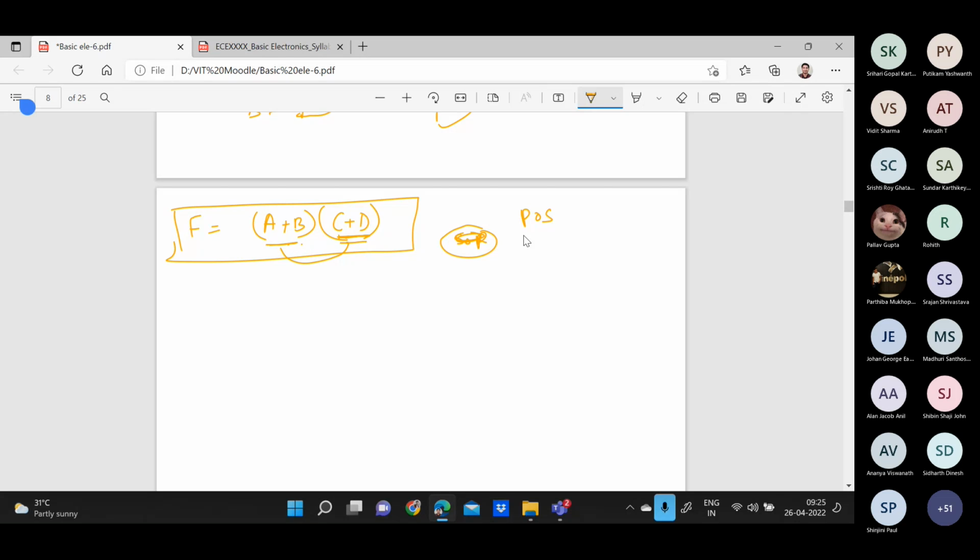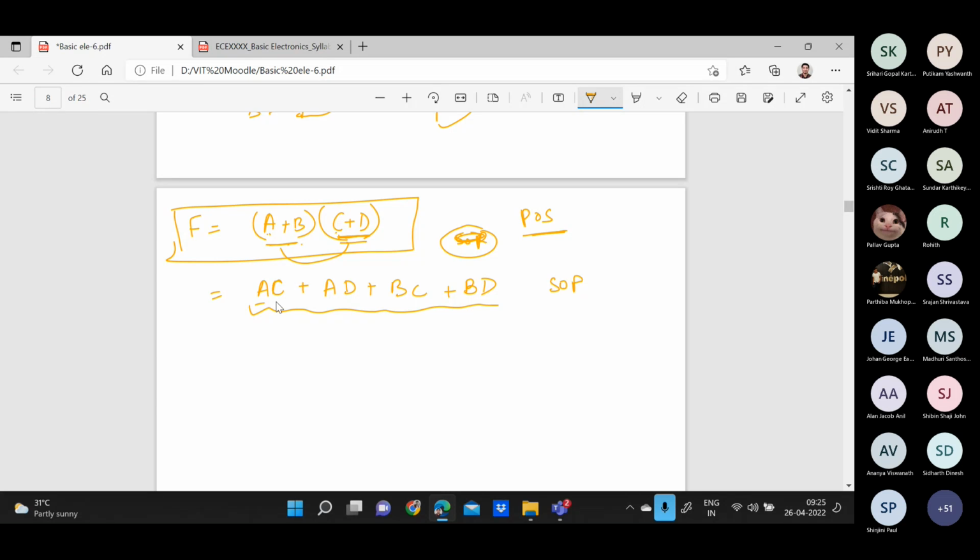In such a condition, you multiply it, meaning open these brackets: A dot C. You know how to open brackets: AC plus, again you multiply A plus CD. So it's AD plus BC plus BD. Now this is in the sum of product form, SOP form.